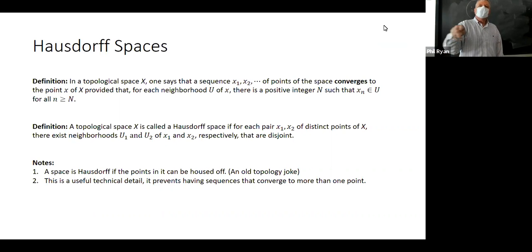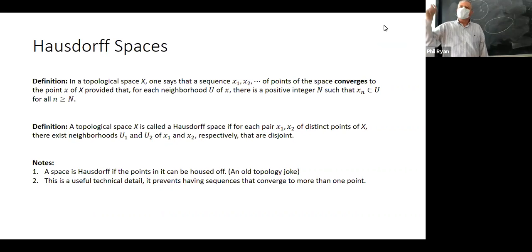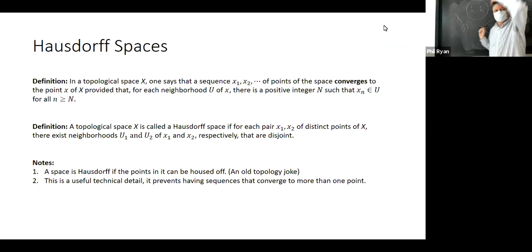Let's think of the other extreme. What do convergent sequences look like in the indiscrete topology, where the only open set is the whole space itself? Then every sequence converges to every element of the space. Yes, exactly. Any random sequence is going to converge to any random point. So those are the two extremes.